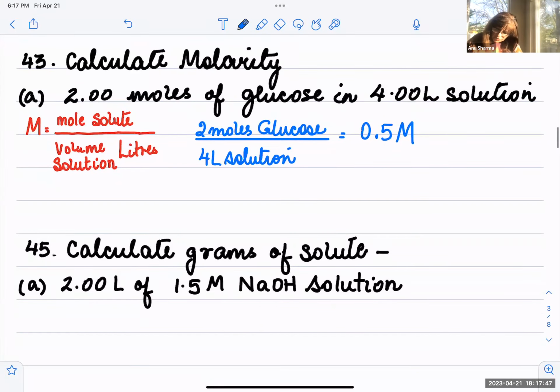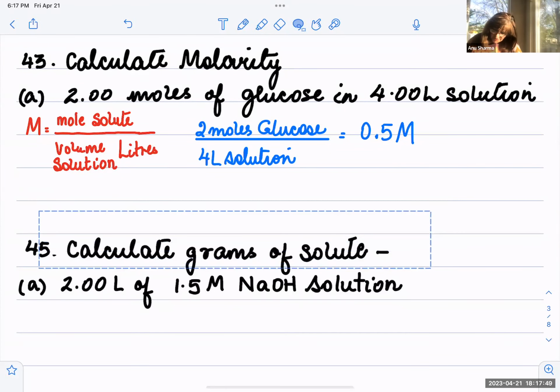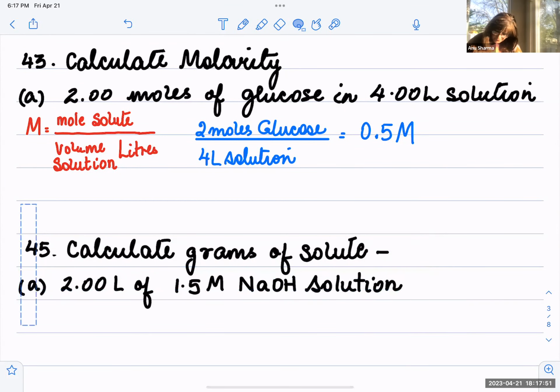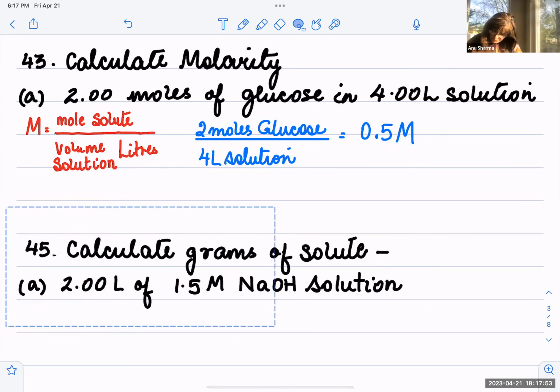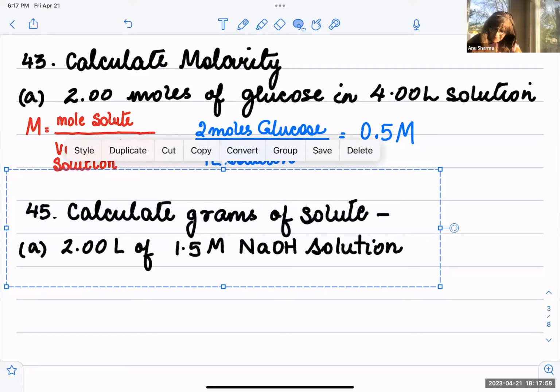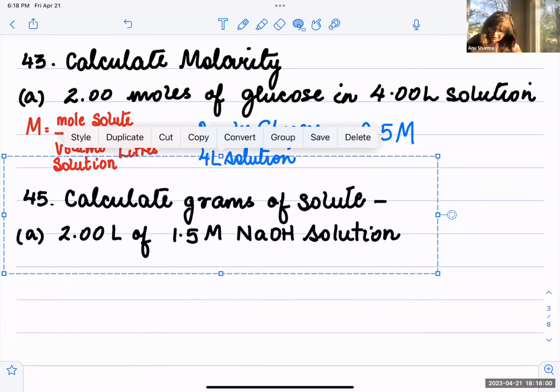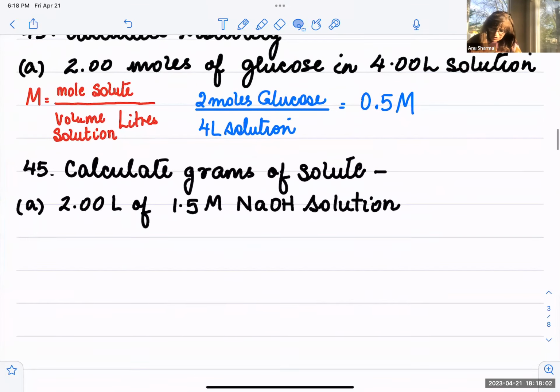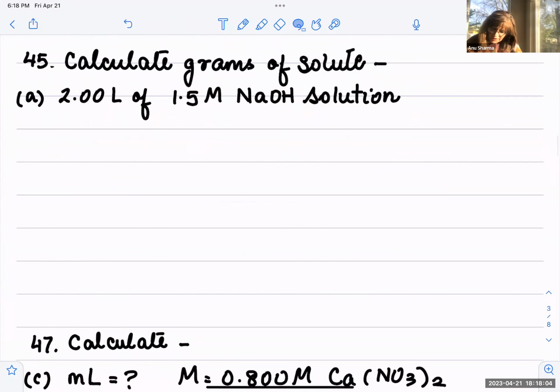Now let's look at the next question. Sorry, 1 second. Just want to move this a little further. Okay, calculate the grams of the solute. Calculate the grams of the solute. So here you are given NaOH.